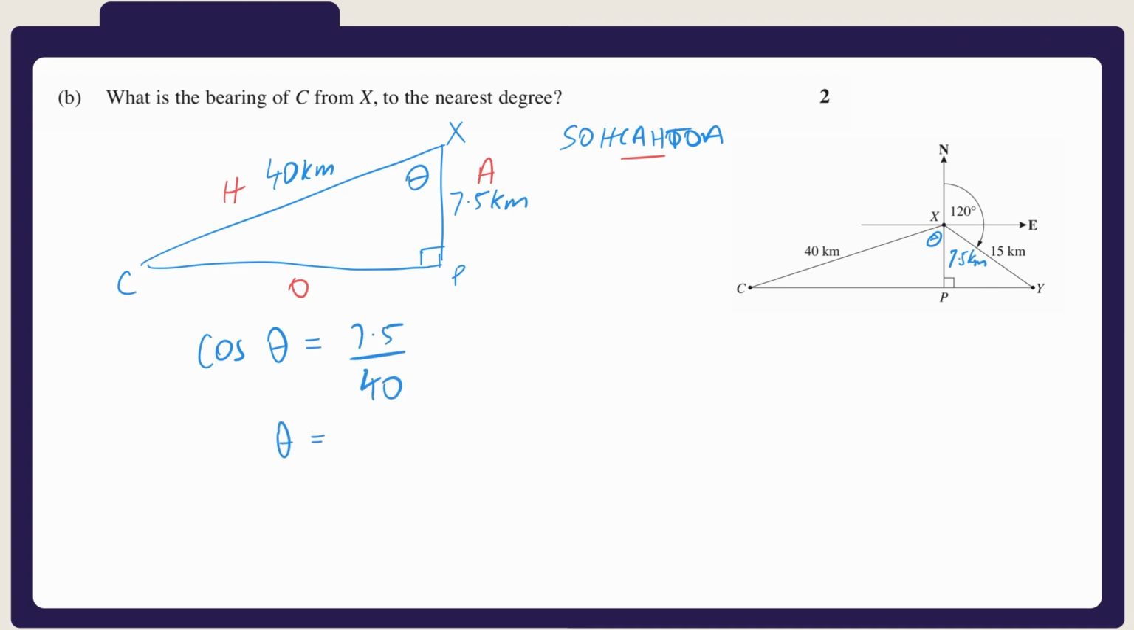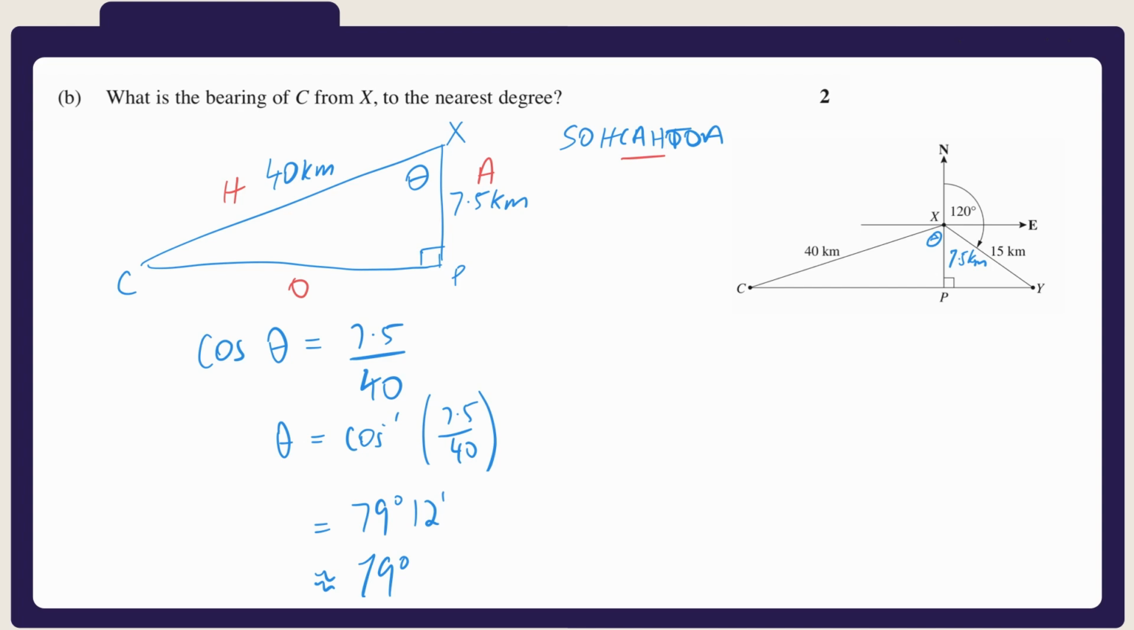I want to find theta, so it's shift cos, 7.5 over 40, and that's going to work out to be 79 degrees and 12 minutes. Which is approximately equal to, rounded to the nearest degree, 79 degrees. I haven't fully answered the question yet. I need to actually identify what the bearing is of C from X.